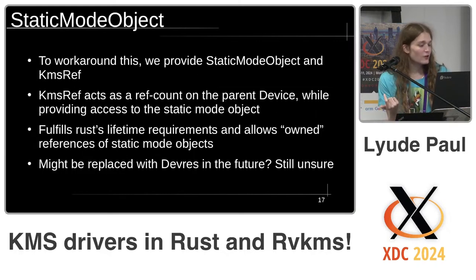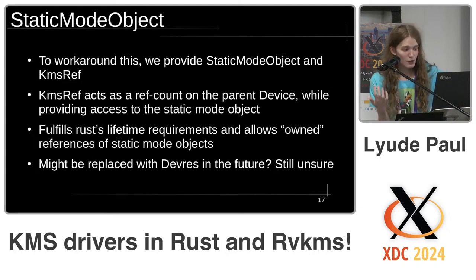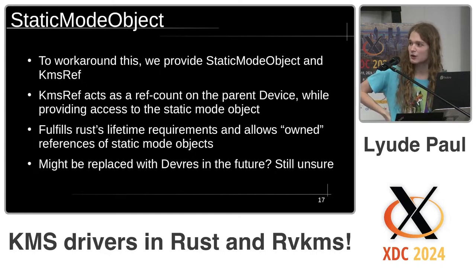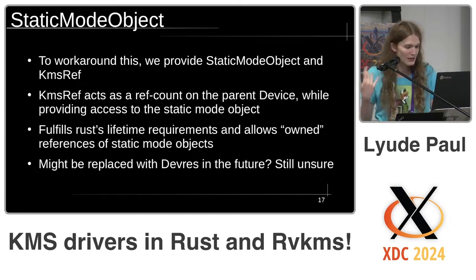But to work around this, we provide the static mode object trait and something called a KMS ref. Basically, KMS ref acts as a reference count on the parent device while providing access to the static mode object. So it basically fulfills Rust's lifetime requirements and allows owned objects of references to static mode objects. We may eventually replace this with Danilo's DevRes type in the future, but that is currently unclear quite yet, or right at the moment.